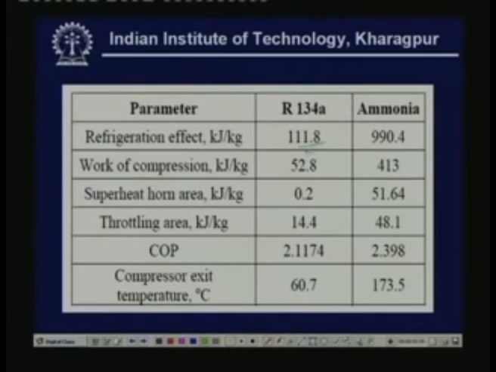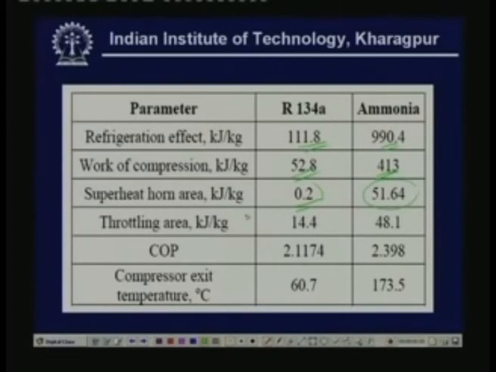You can see that the refrigeration effect for ammonia is very large compared to R134A. As a result, the required mass flow rate will be very low with ammonia. This is a plus point, and the work of compression is also quite high for ammonia. The superheat horn is in fact negligible in case of R134A, it is only 0.2 kilojoule per kg, whereas it is very high in case of ammonia.